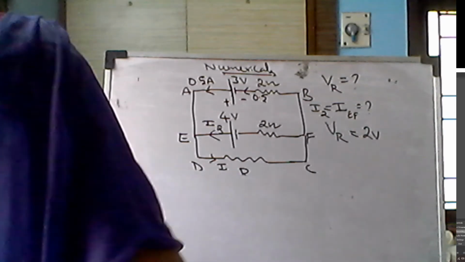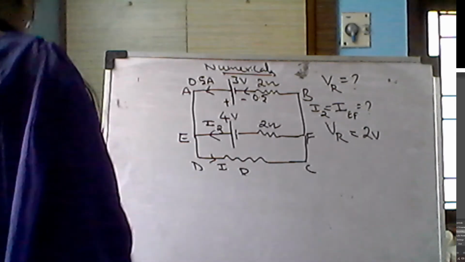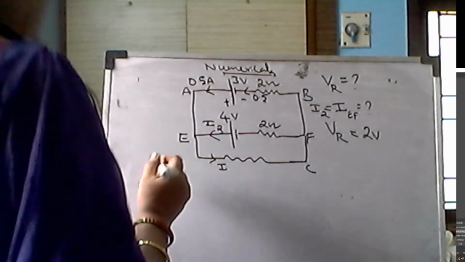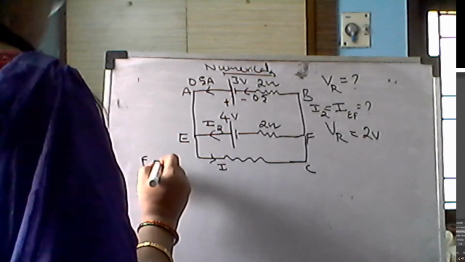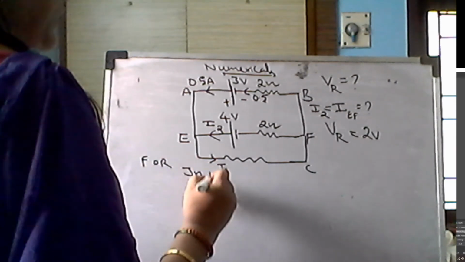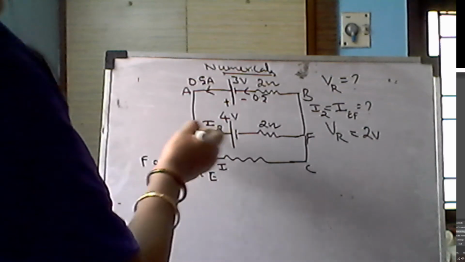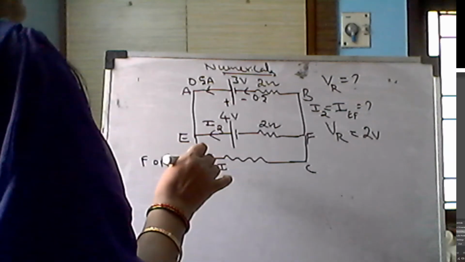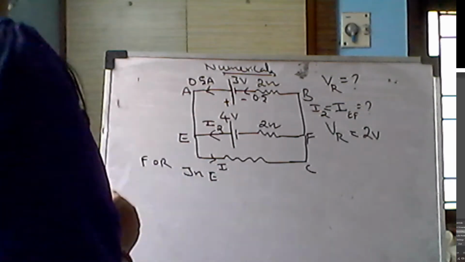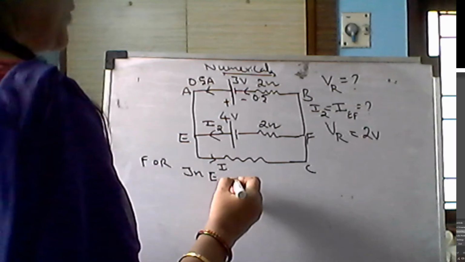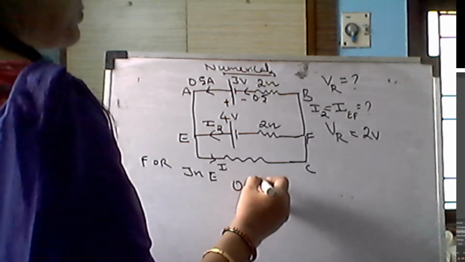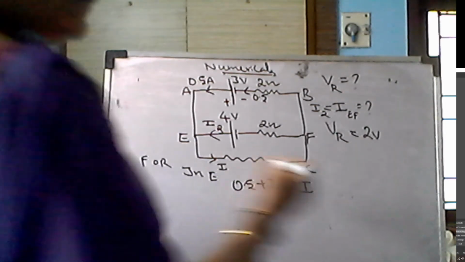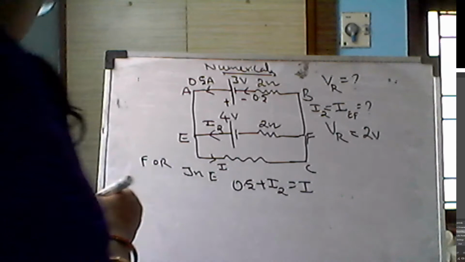Now I am applying Kirchhoff's first rule for the junction E. For junction E, I2 is coming towards it, and I1 is going away from it. Towards this again, 0.5 is coming. So 0.5 plus I2 is equal to I.